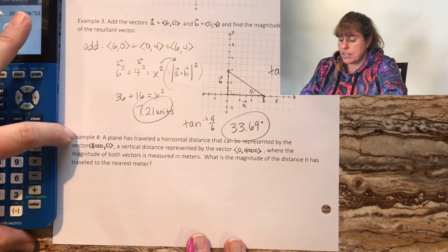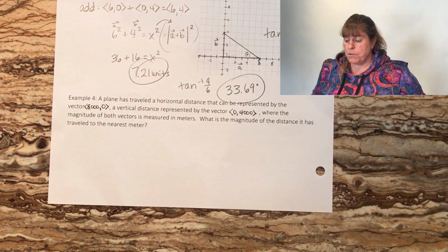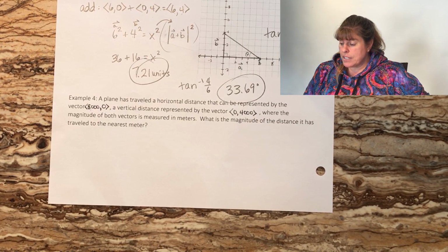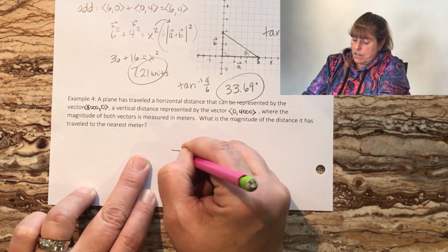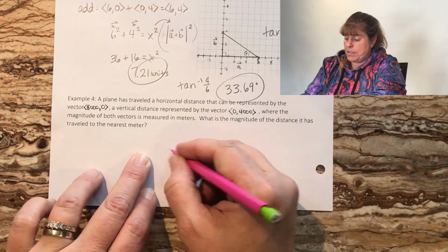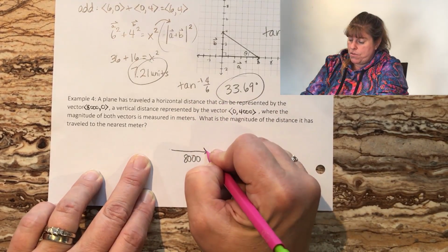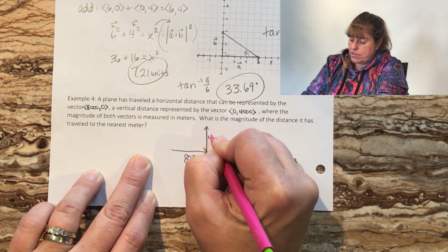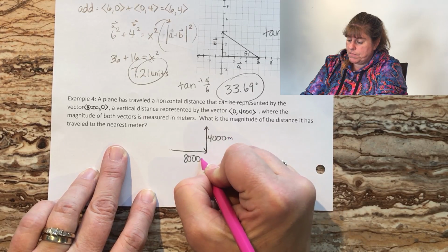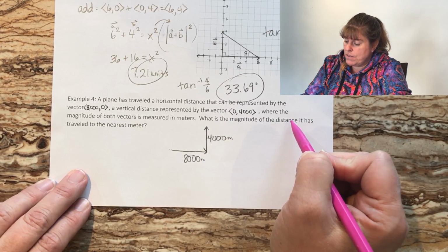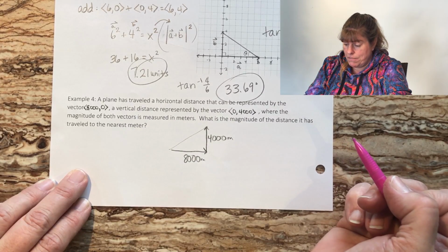Nice. Okay, here is a practical example of possibly needing to use this in a word problem. A plane has traveled a horizontal distance that can be represented by the vector 8,000, 0. So that means it's 8,000 in that direction. Vertical distance can be represented by the vector 0, 4,000. So we go from here up 4,000. And the magnitude of both vectors is measured in meters. What is the magnitude of the distance, which is right here, it has traveled to the nearest meter?